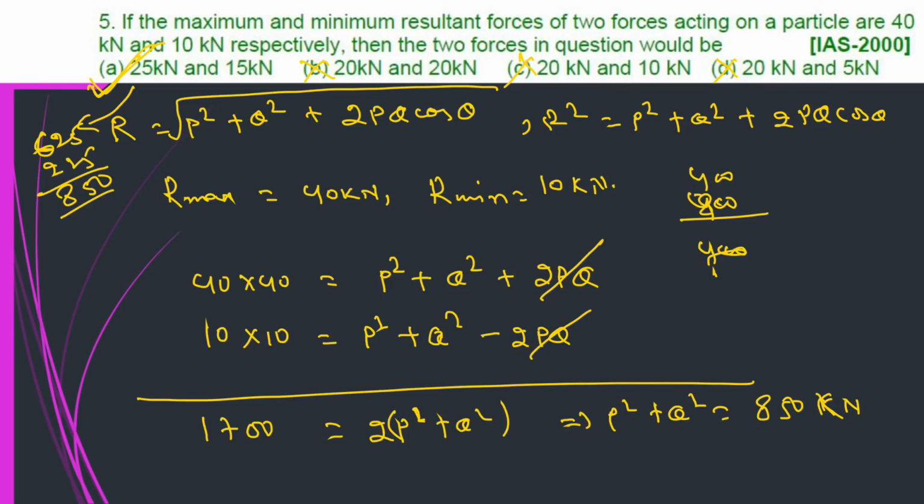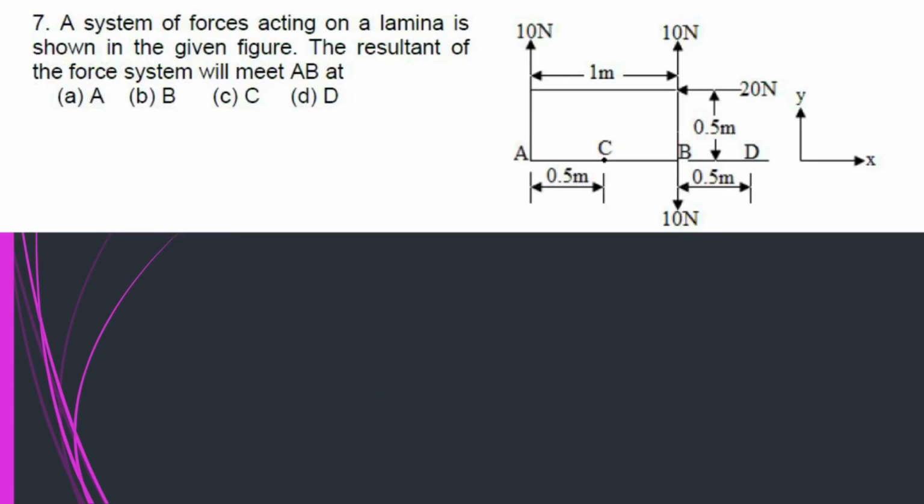A system of forces acting on a lamina is shown in the figure. The resultant of the force system will meet AB at what position, you have to calculate. So here we will take moment about B, because the 10 Newton and 10 Newton forces are both collinear with B. This line they are collinear, so it's easy.